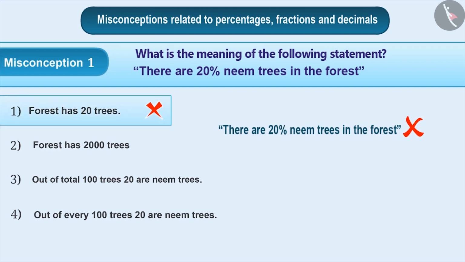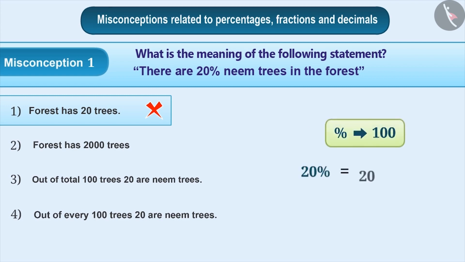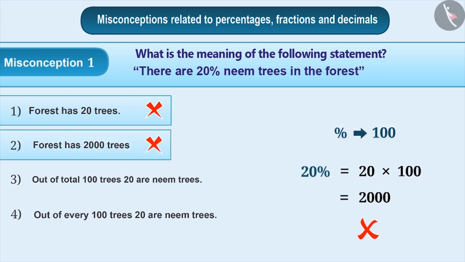Some students know that the percent sign is used in the context of 100, but they get confused with the meaning of percent, whether it is 100 or 1 by 100. This confusion is due to lack of proper understanding of the percentage concept. Some students consider percent sign as equal to 100 and obtain the value of 20% as 2000. This is also an incorrect understanding. Therefore, option 2 is incorrect.